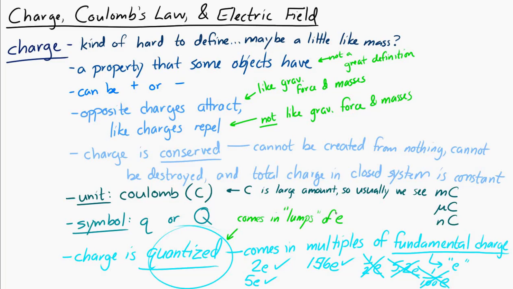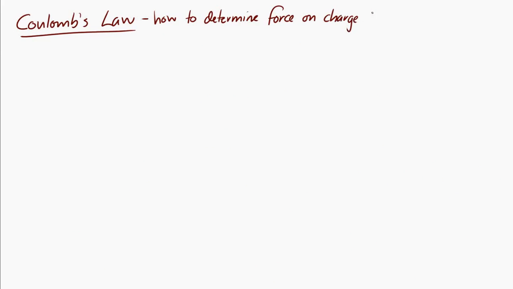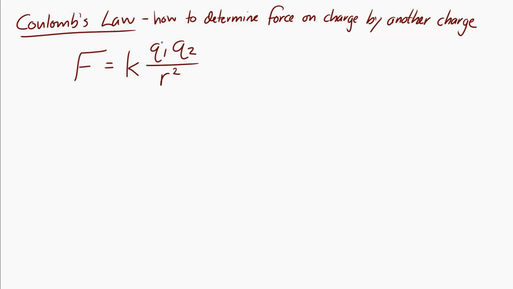All right. So Coulomb's law. Coulomb's law is the way that we determine the amount of force that's on a charge due to another charge. And I'll write it down here. F is equal to k Q1 Q2 over r squared. So F here is called the Coulomb force or electric force or electrostatic force. But whatever you call it, it's that force that's acting on, say, charge Q1.